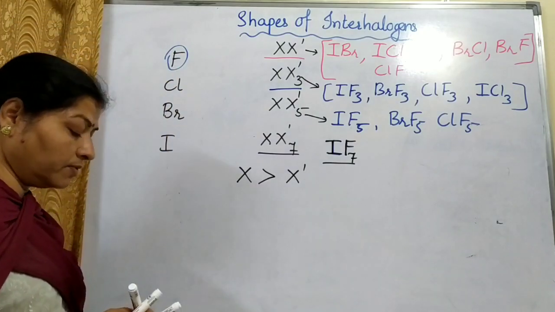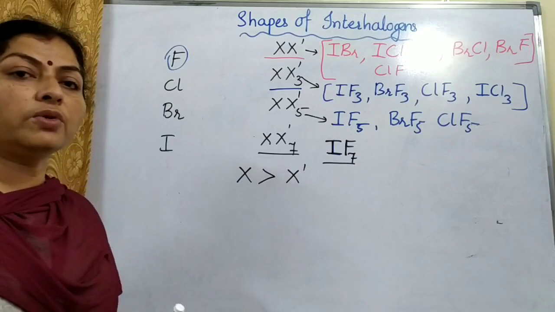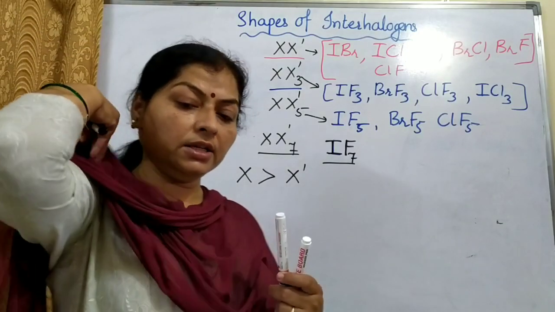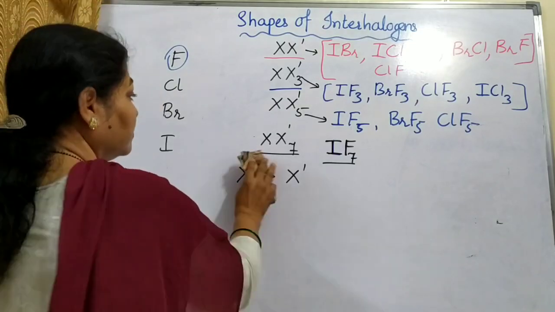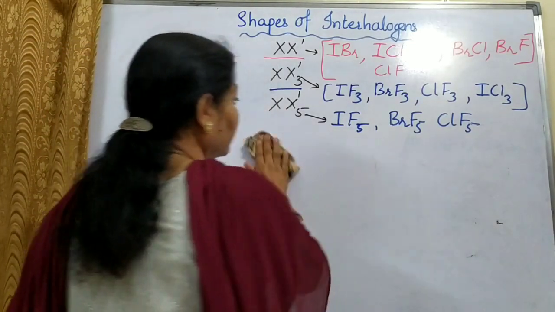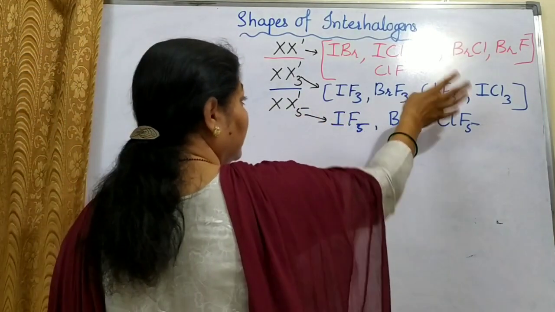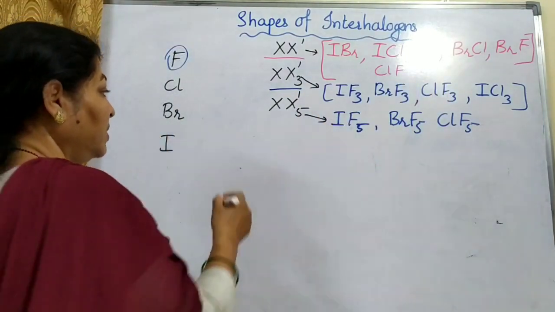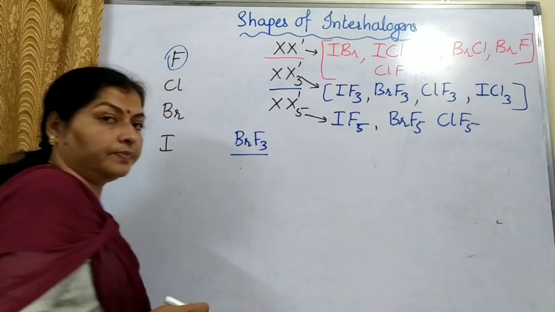Now let us see the shapes of these. As only 2 atoms are there in XX', there is no question of shape; it will be linear. Let us see the next category, that is XX'3. In this, let us take any one example. Let us take the example of BrF3. Let us discuss its shape.